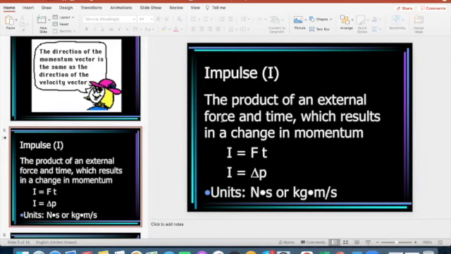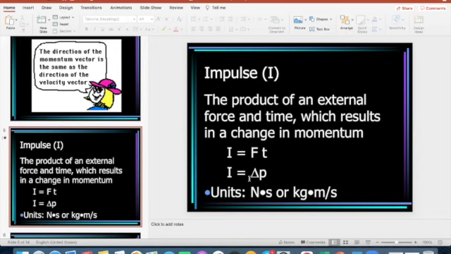All right, impulse is denoted by capital letter I, and it's the product of an external force and the passage of time. This is the result of a change in momentum. So impulse is equal to force. Don't forget, force is simply a push or pull on an object, and then the passage of time. So the force multiplied times the passage of time is equal to the change in momentum.